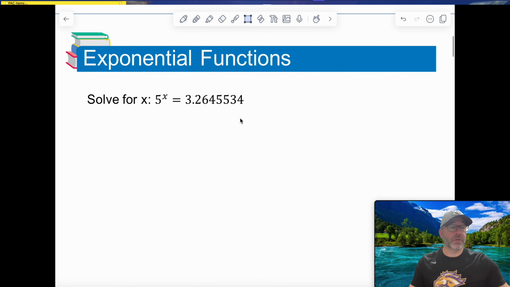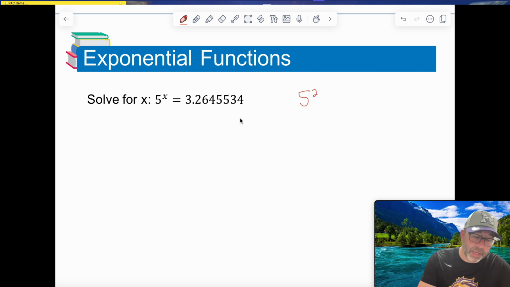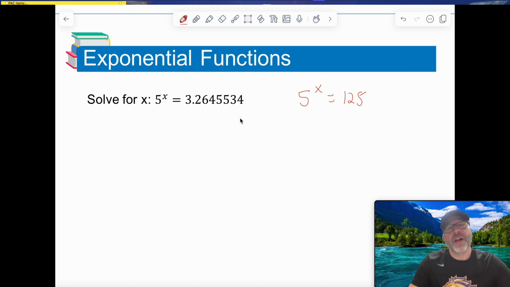If I gave you a general problem like this, let's say 5 to the x power is equal to 3.2645. If I gave you 5 to the x power is equal to 125, you would know this one offhand. You would know that the x value is 3, because 5 to the third power is 125. When we get to these weird wonky decimals, how do we go about solving them? We can't just sit here and keep guessing and checking.